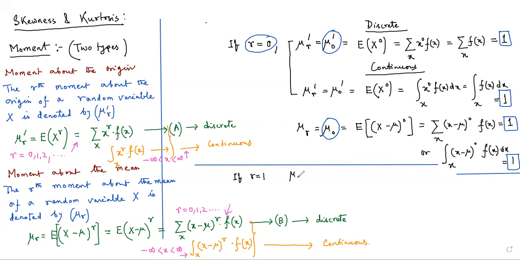then moment about origin is defined by mu 1 prime, which is expectation of x to the power 1, and which is nothing but equal to expectation of x, being denoted by the letter mu, and whose formula is obviously summation over x, x to the power 1 fx, that is summation over x, x fx. This is the formula for calculating the expectation of x that we have already studied.